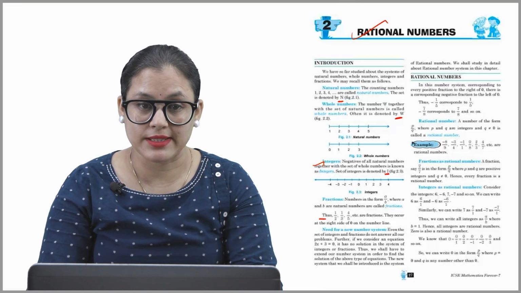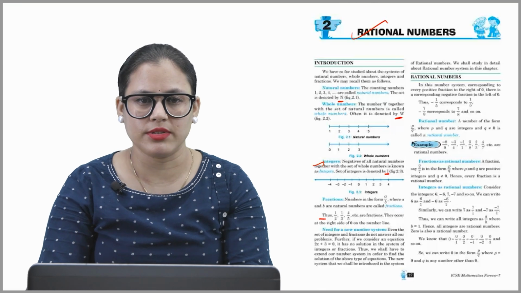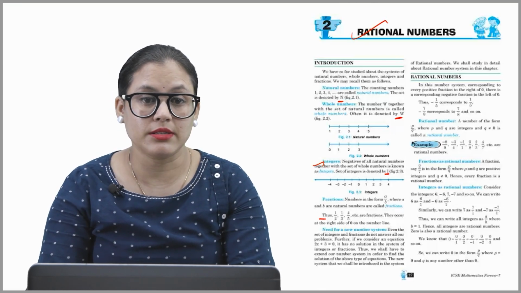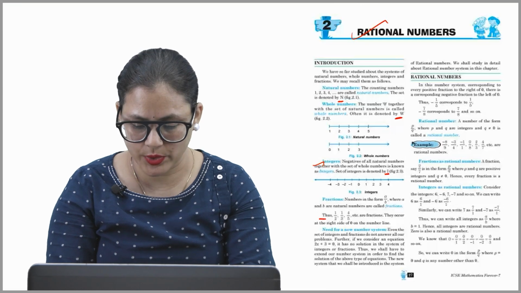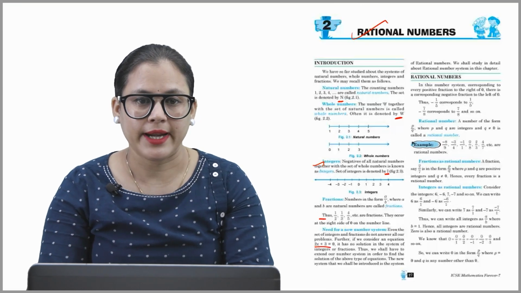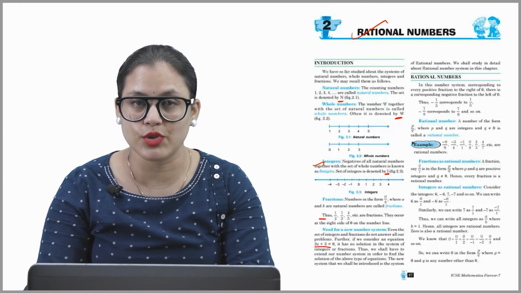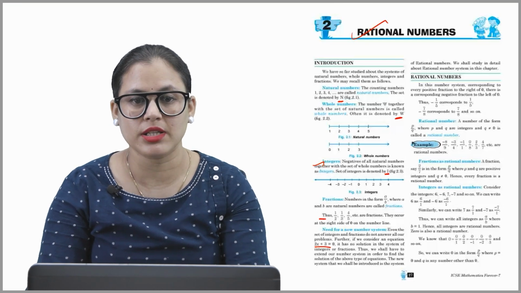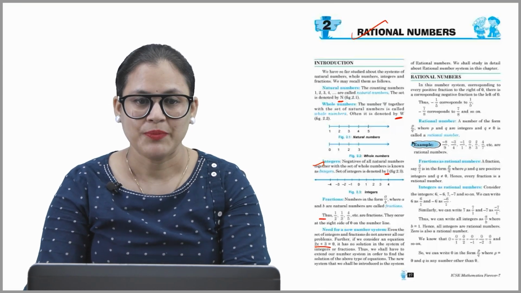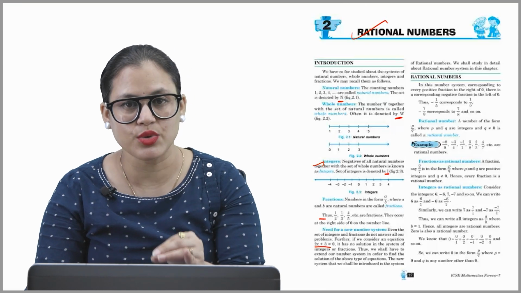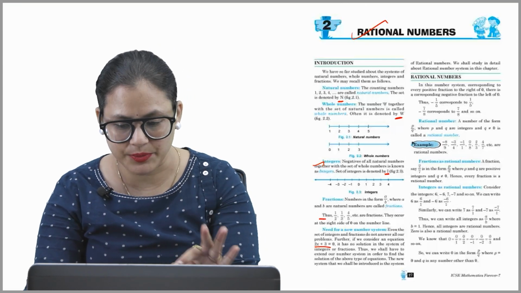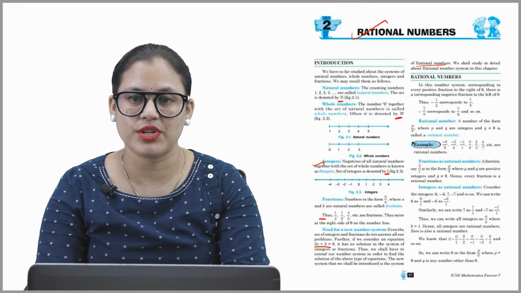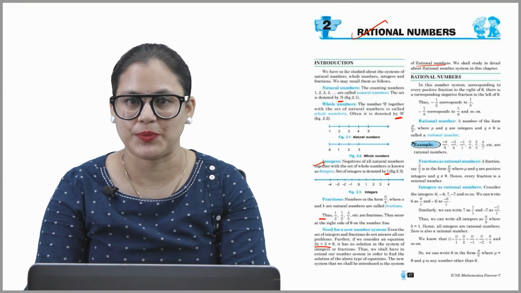Need for a new number system. Even the set of integers and fractions do not answer all our problems. Further, if we consider an equation 2x plus 3 is equal to 0, it has no solution in the system of integers or fractions. Thus, we shall have to extend our number system in order to find the solution of the above type of equations. The new system that we shall introduce is the system of rational numbers. We shall study in detail about the rational number system in this chapter, Rational Numbers.